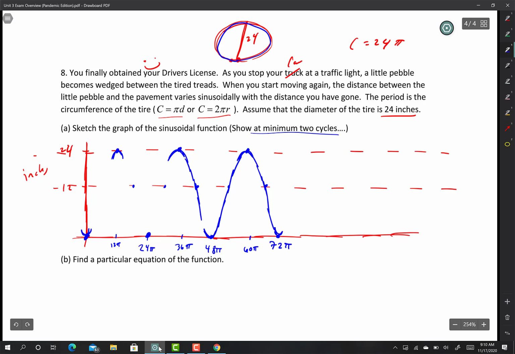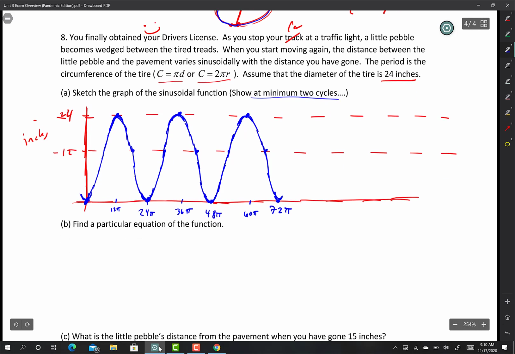This is a pebble, by the way. It's going up and down on the tire. It's going up 24 inches and it's coming down 24. And it's traveling around the tire over and over again. So there it is. Find a particular equation of this function.